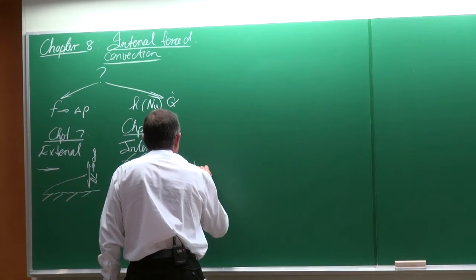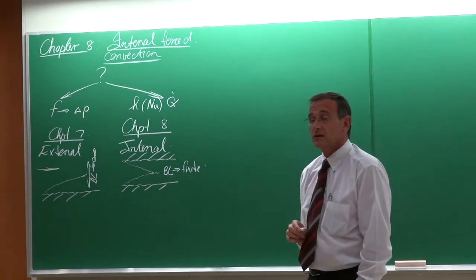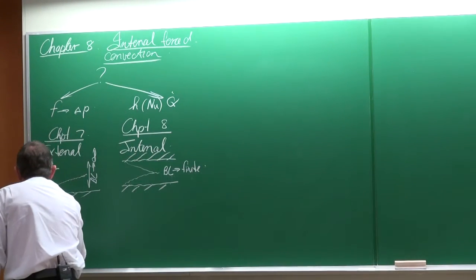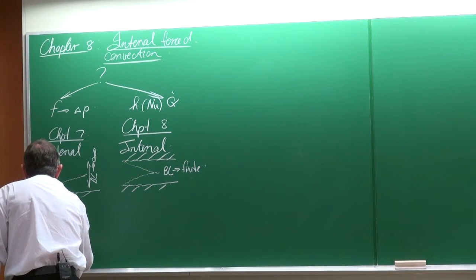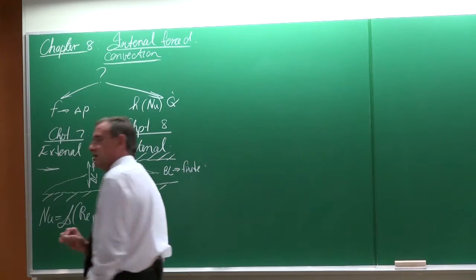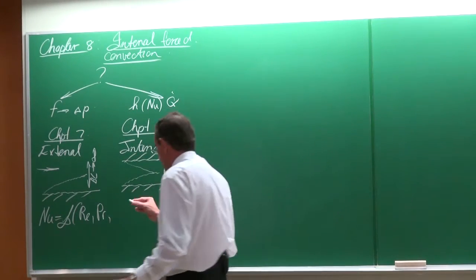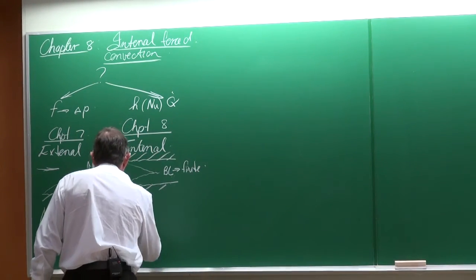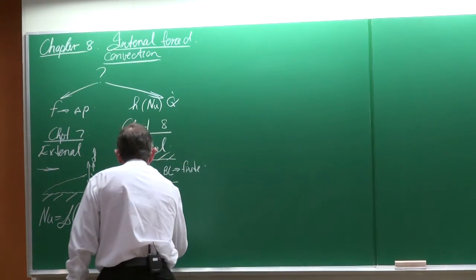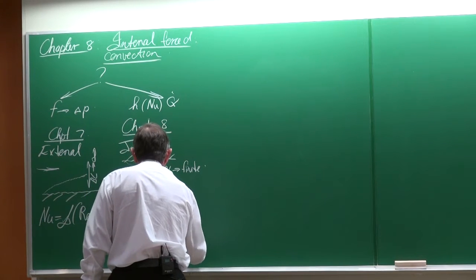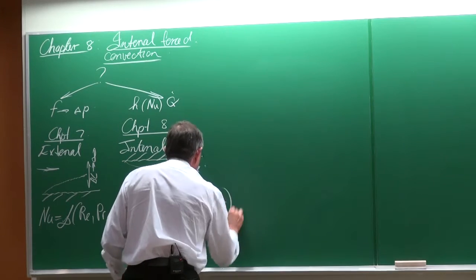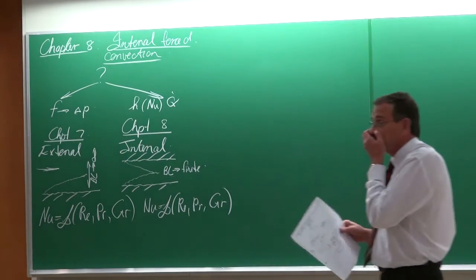So the boundary layer here is finite. However, the fundamentals of both of them are actually the same, and that is that the Nusselt number is a function of the Reynolds number and the Prandtl number, and also the Grashof number. I will say something about the Grashof number just now. And this one also, the Nusselt number is a function of the Reynolds number, the Prandtl number, and the Grashof number. Not different.